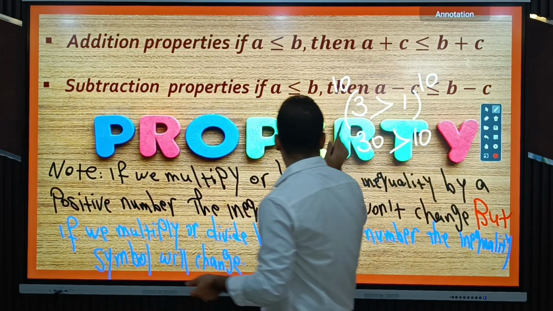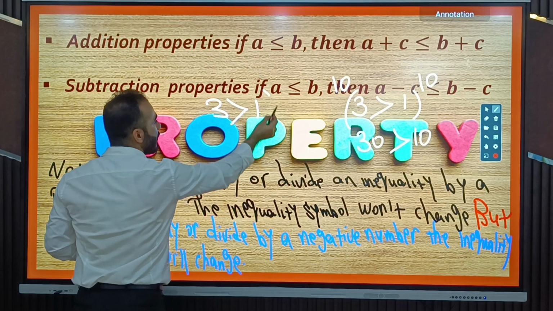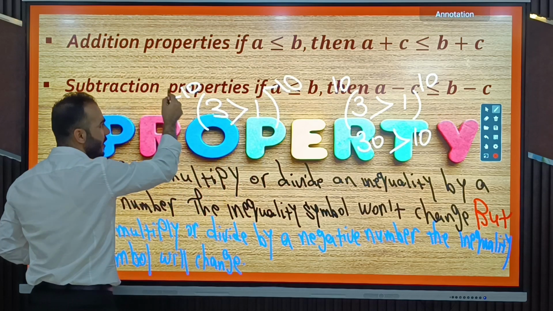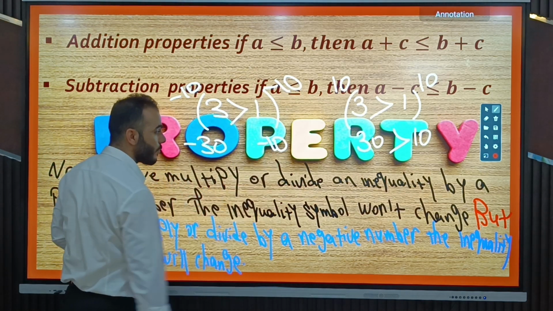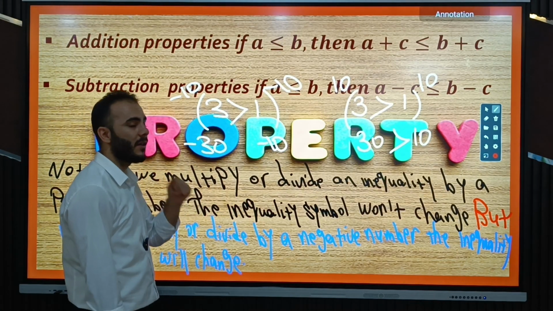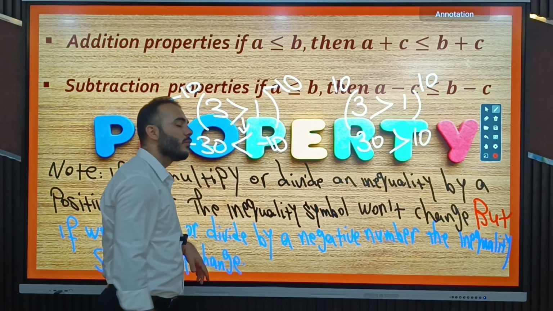Okay? But if you have the same thing, like we know that 3 is greater than 1. If you multiply both sides by negative 10, let's see what will happen. So 3 times negative 10, negative 30. 1 times negative 10, negative 10. Right now, I am pretty sure everybody knows that negative 10 is greater than negative 30. That's why that inequality symbol will change.